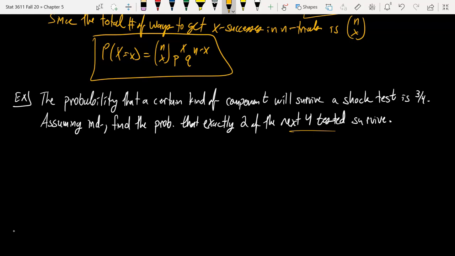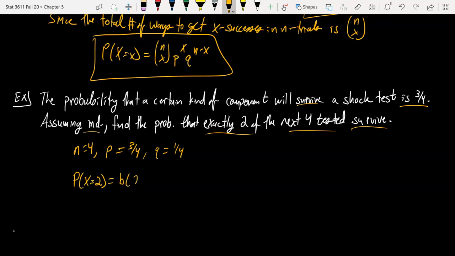So in this case we have n equals 4 trials, and a success probability of 3/4, right? What's a success in this example? A success in this example is surviving a test, right? That's 3/4. So p is 3/4. Q would be then 1 minus p, so q would be 1/4. So what's the probability that exactly 2 of the next 4 survive? The probability that x is equal to 2. They are independent trials. This is a binomial distribution. We're looking for 2 successes out of 4 trials.